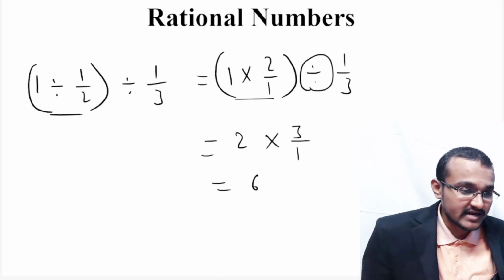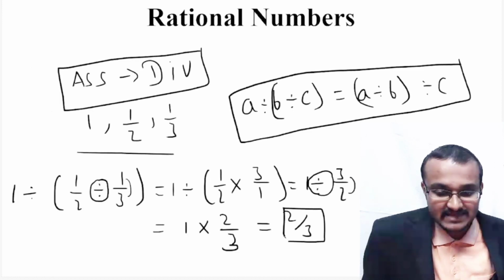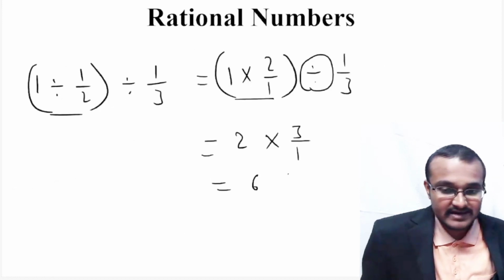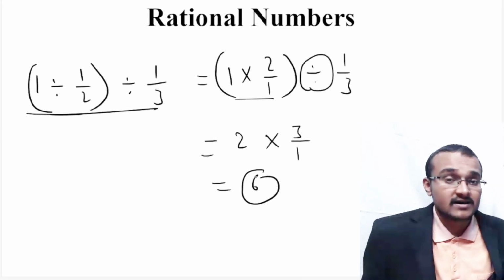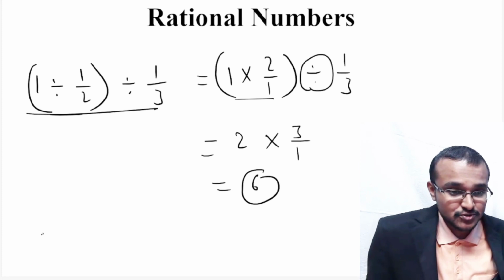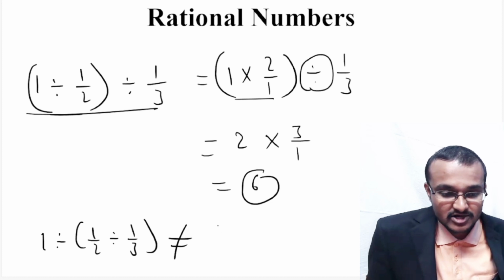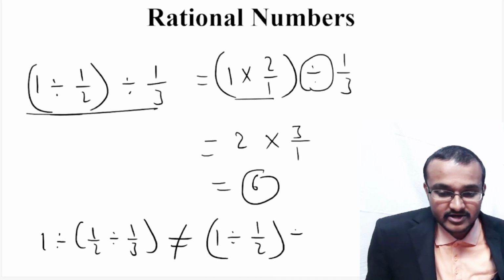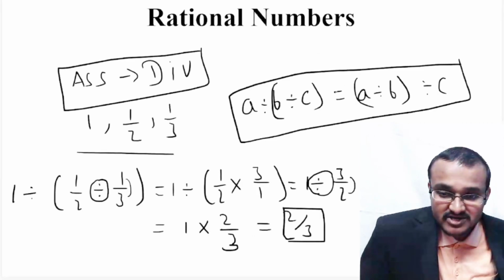So when you write in the LHS form, you are actually getting 2 by 3 as your answer, and when you are writing in the RHS form, you are actually getting 6 as your answer. So that shows 1 divided by 1 by 2 divided by 1 by 3 is not equal to 1 divided by 1 by 2 of divided by 1 by 3. So that means this particular equation, associativity, is not satisfied by rational numbers.